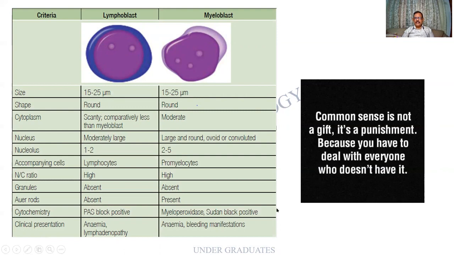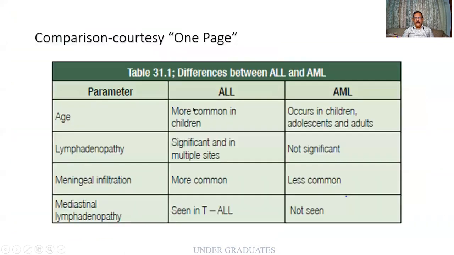And what are the special stains which can be done? All are given in this. Kindly read this one. It is worth carrying. So also this. What are all the clinical differences? What occurs in children? What occurs in adolescents and adults? And there can be a lymphadenopathy, so on and so forth.